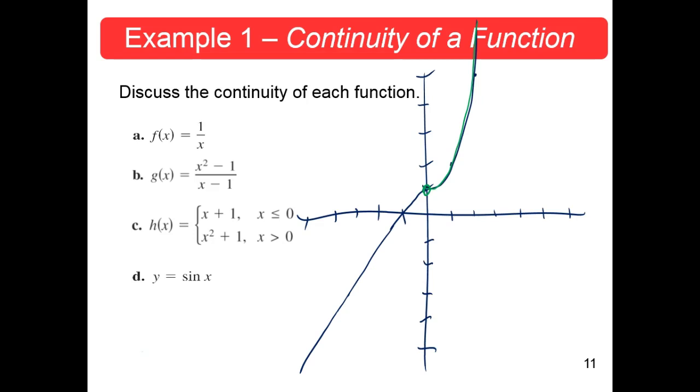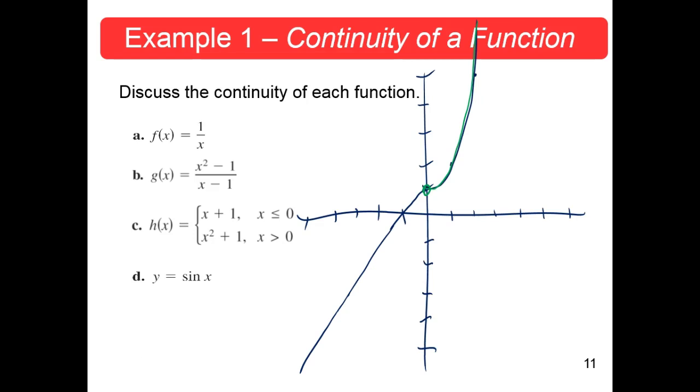On C, for the first part of the piecewise function, I was a little confused because it's saying that x can be no greater than 0. This part is the greater-than-0 part, and this part covers the rest. So how do we do this? It's defined everywhere.